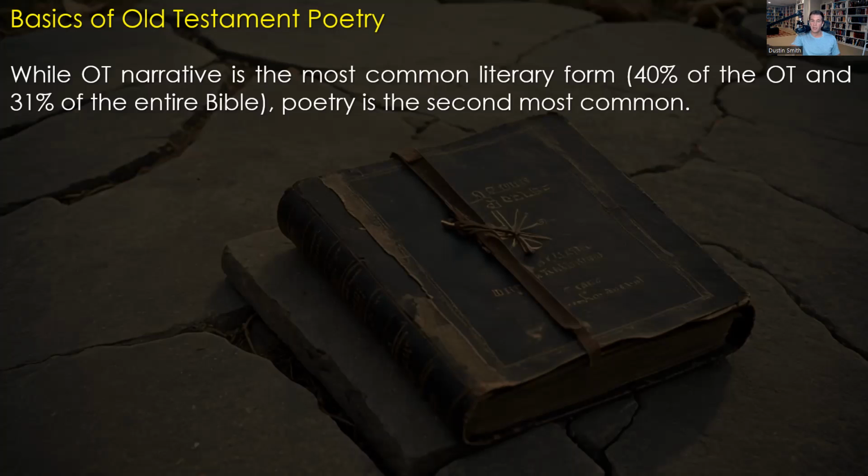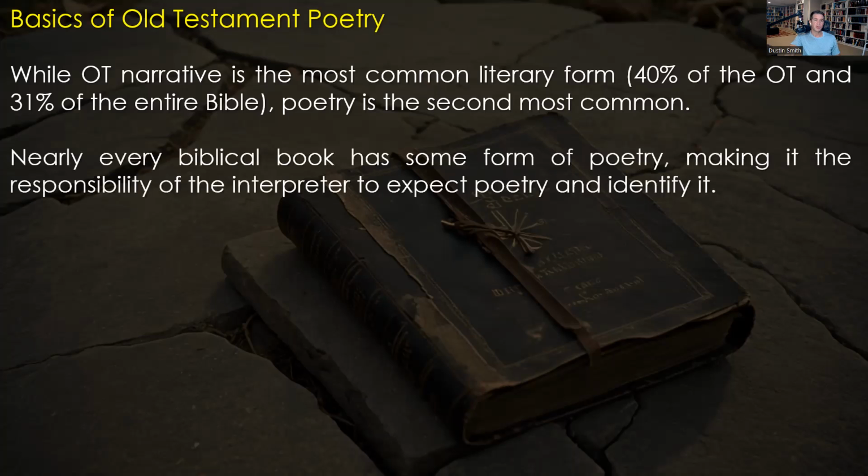So it is extremely popular and is all over the place. Nearly every biblical book has at least some form of poetry, making it the responsibility of the interpreter to expect poetry and to identify it. And this is a big deal because if you only think that you're going to find poetry in Job, Psalms, Proverbs, Ecclesiastes, and Song of Solomon, then you're going to come across poetic passages in Genesis and Deuteronomy and Samuel and Kings, and especially in the prophets.